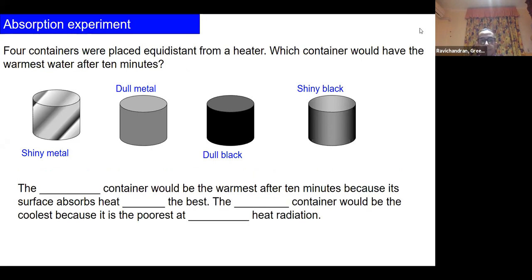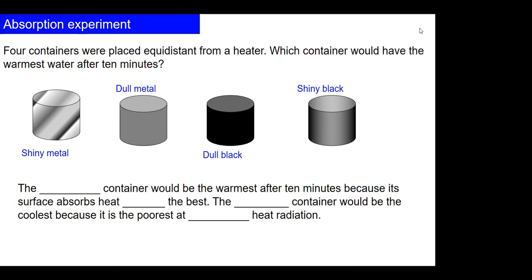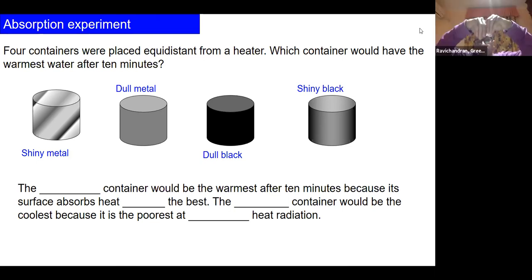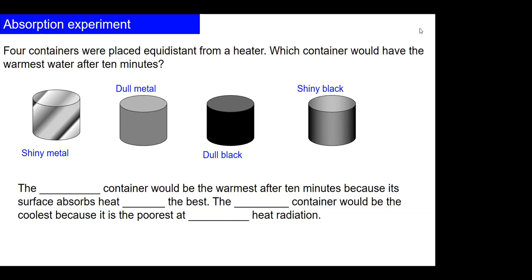Read the second one. Still the question: which one has the warmest water? The source of heat now is not inside, it is outside. I put the 4 containers at equal distance from the heater. It means the source of heat is outside the container. According to the source of heat outside, which one has the warmest water? Dull black is the warmest one.